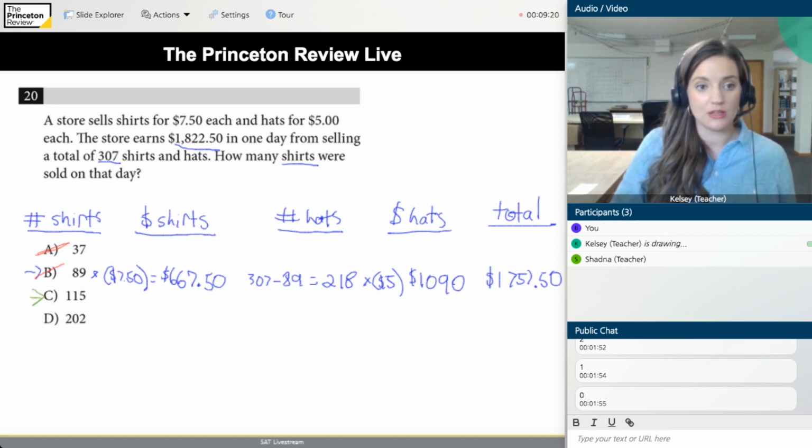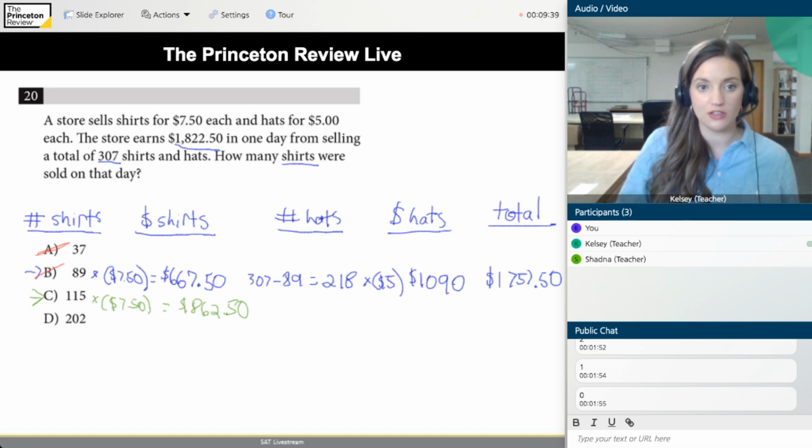So we're going to do the same thing, multiply by 750, and that's going to give us $862.50. Okay, moving right along, now we can calculate the number of hats that we have if we have 115 shirts. Same calculations, different number of shirts to start with. We've got 307 items, we subtract 115 shirts, and that's going to give us 192 hats.